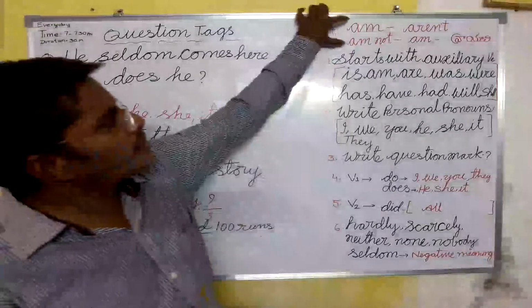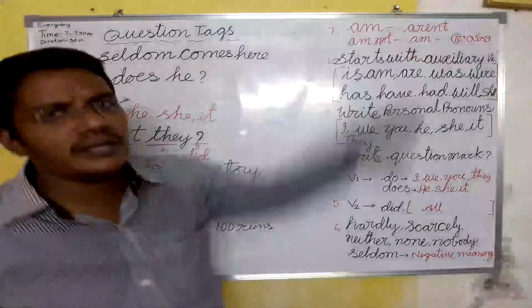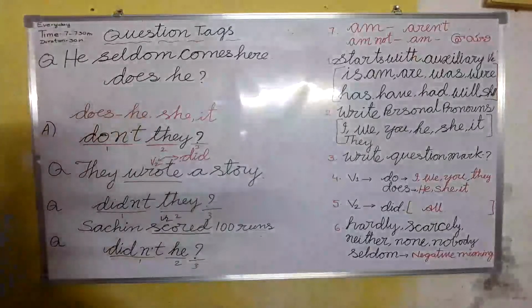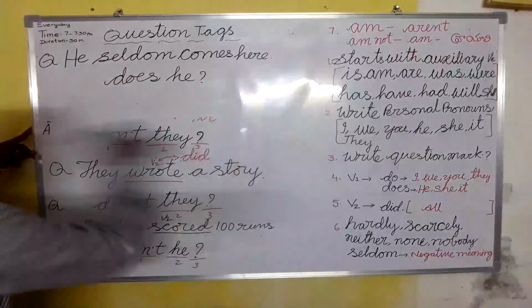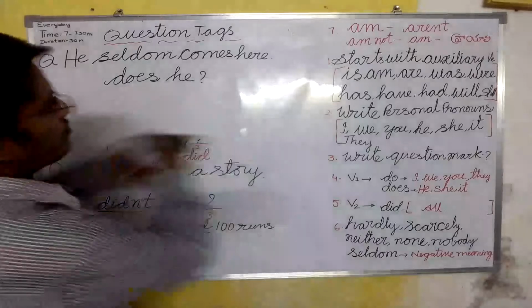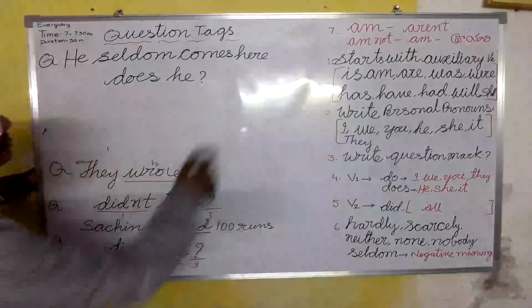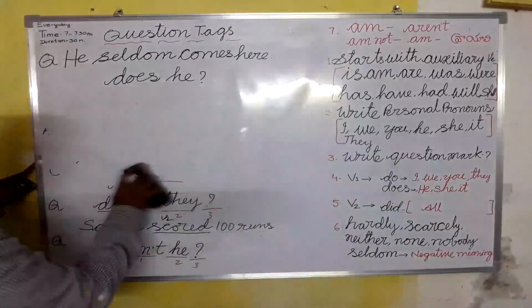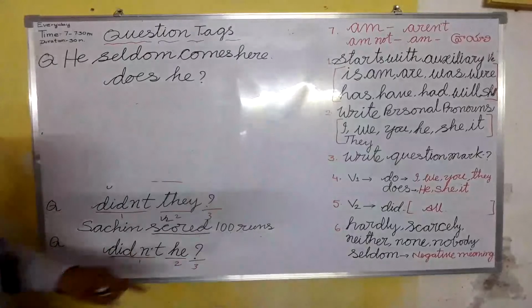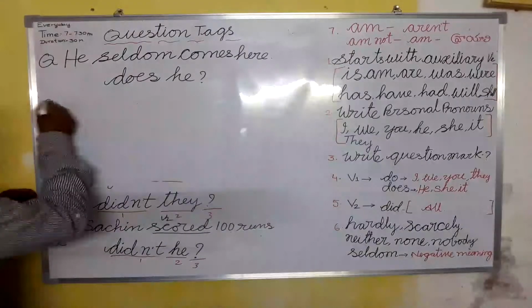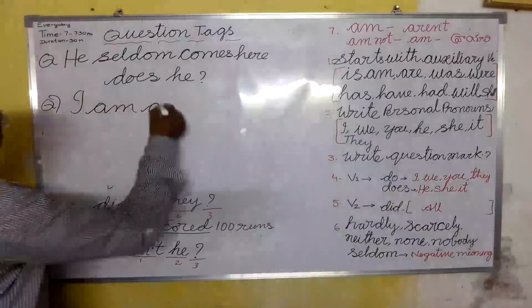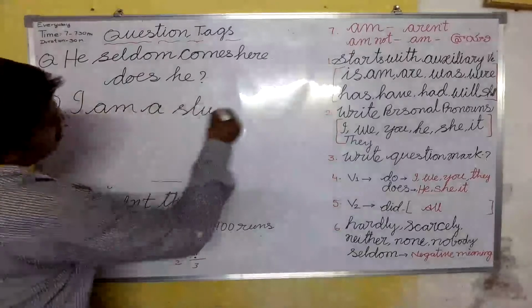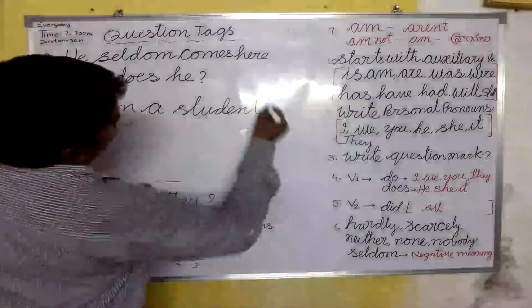But here, there is one more point that you have to see. Am I, aren't I? That also I am going to tell you. After that, we shall see another example now. So here, if you observe am in the sentence, what changes do you make? You see here, I am a student. S-T-U-D-E-N-T, student.